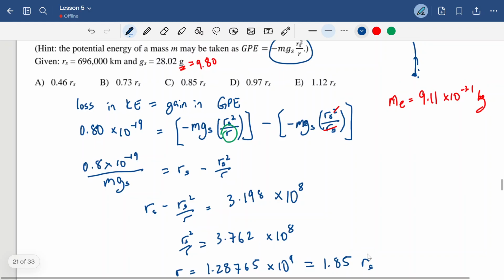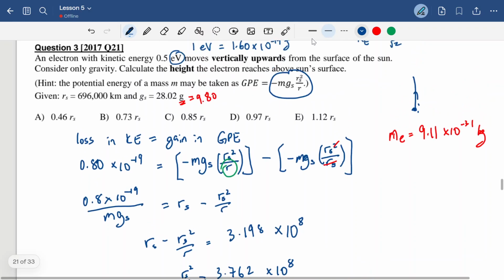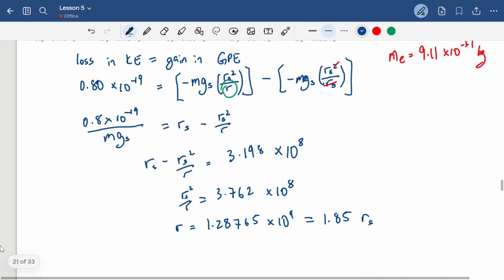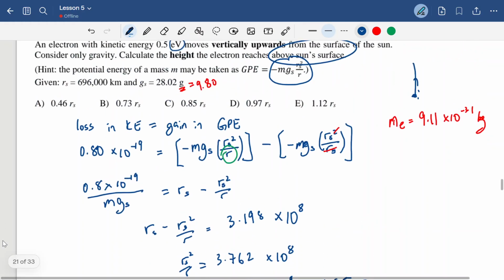So the question wants the height above the sun's surface. This is the distance from the center of the sun. So that's why it will be 0.85 RS.